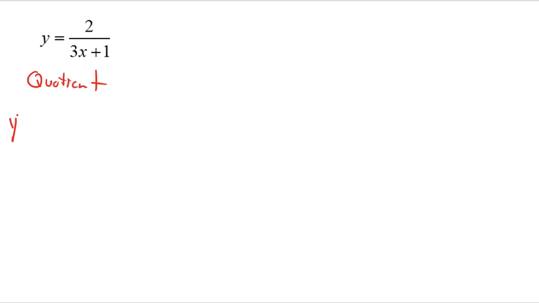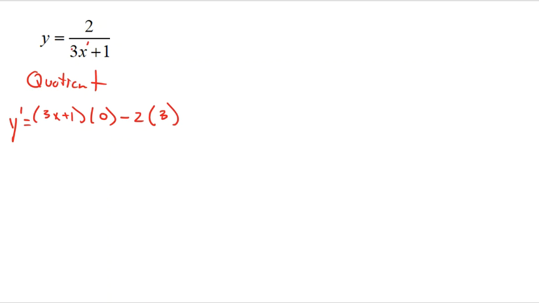Okay, so to find the derivative using the quotient rule, start with the bottom, 3x plus 1, multiply by the derivative of the top. The derivative of a single constant 2 is 0. Minus, now we're going to take the top and multiply by the derivative of the bottom. The derivative of the bottom is just 3.